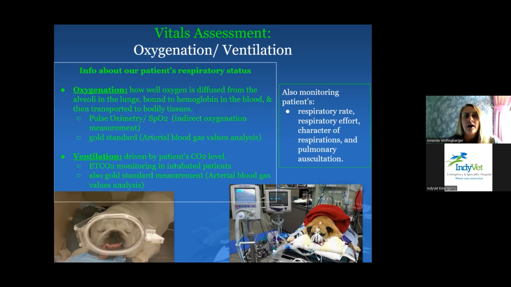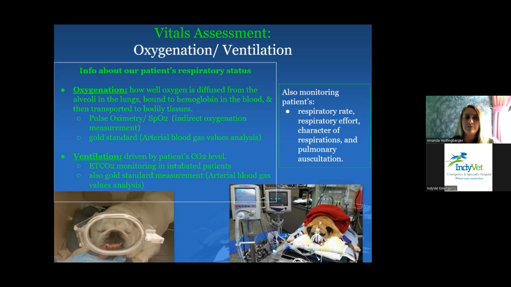And then for ventilation, that's driven by our patient's CO2. Our end-tidal is measured in our intubated patients to give us how adequately they're ventilated, also utilizing that during CPR to see how effectively we're performing that for our patients. And then again, gold standard to see how our patients are ventilating is going to be an arterial blood gas sample.